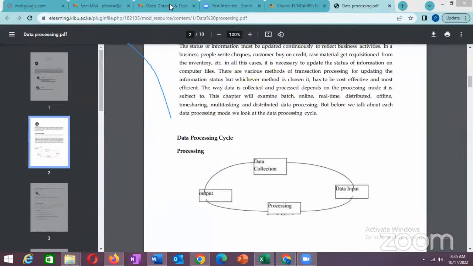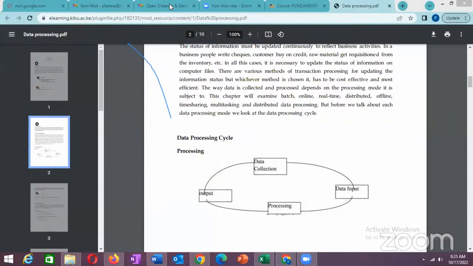So I can see Emmanuel highlight: data collection is where raw facts are collected from various sources. That is good. You can see Samson Macheng: input data is prepared in convenient form. You can see processing: in this step, input data are changed to produce data in a more meaningful form, for example paychecks. That's good. Data collection from Virginia Wanyama: data is collected from different sources, both secondary and primary. That's good.